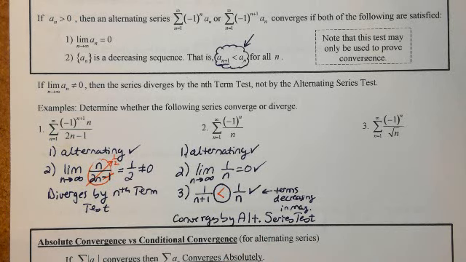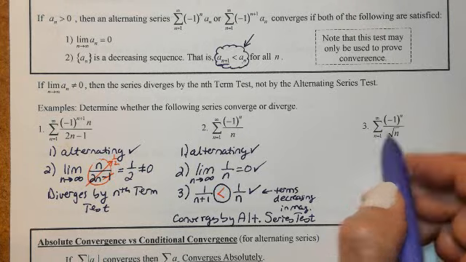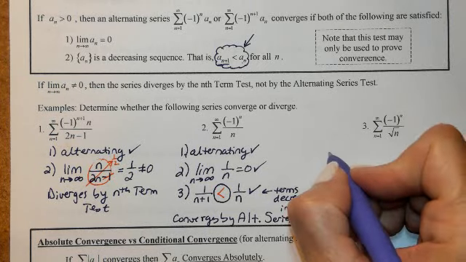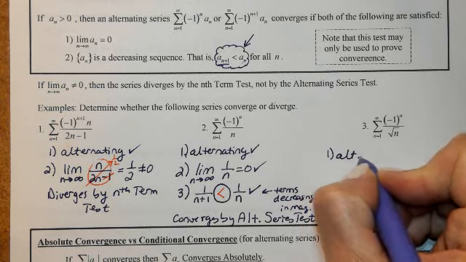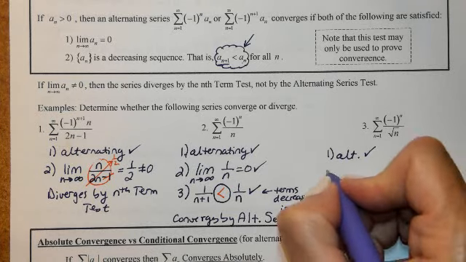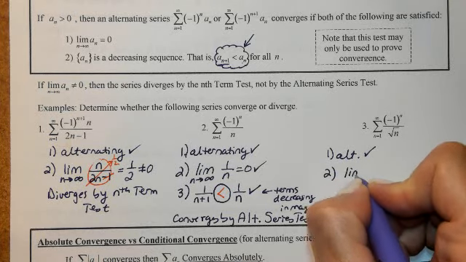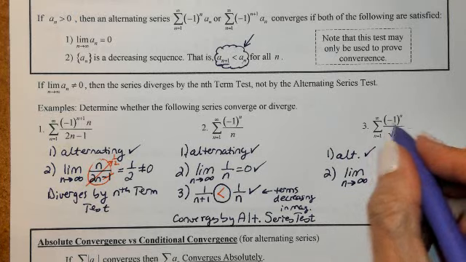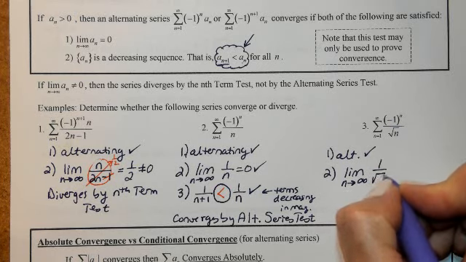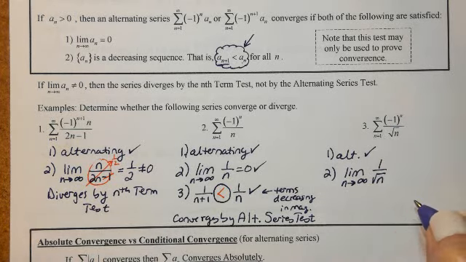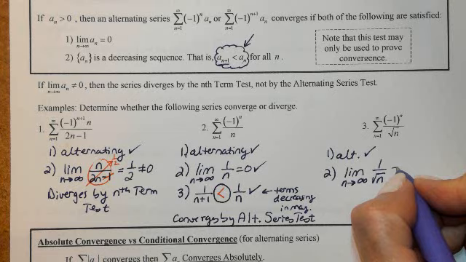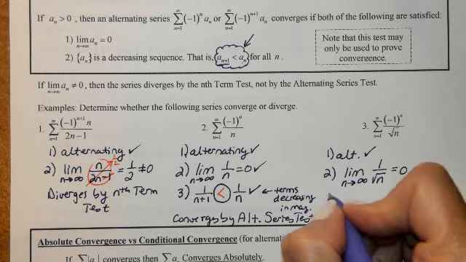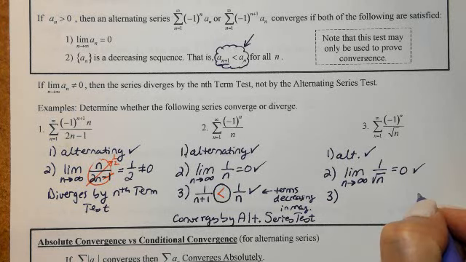Very good. Next up, is it alternating? It sure is. It's alternating. Check. Step 2, is the limit 0? Is the limit as n goes to infinity of, ignore the -1, is that 0? Yes, this is going to 0. Check. Is it decreasing?